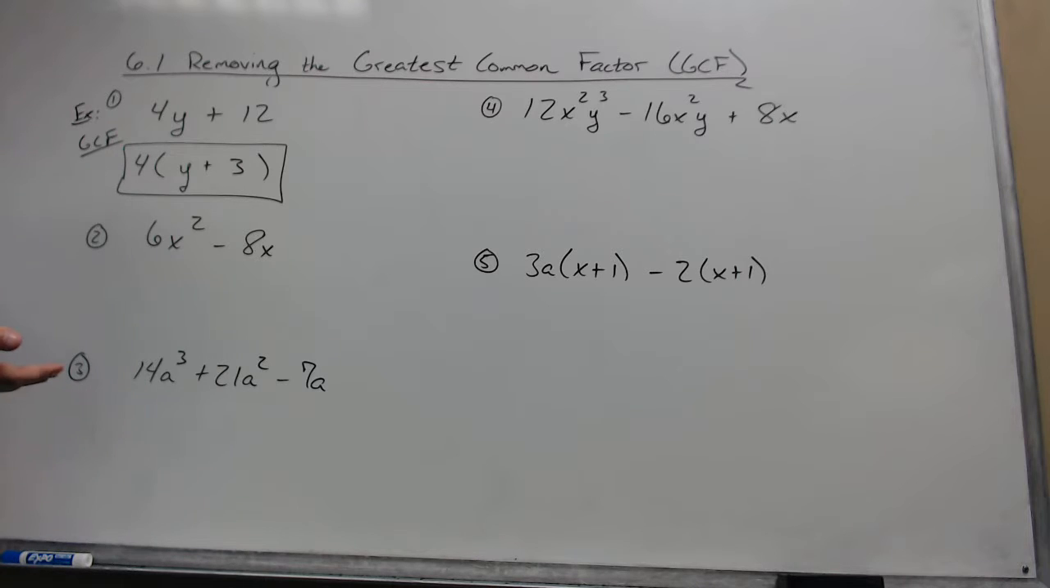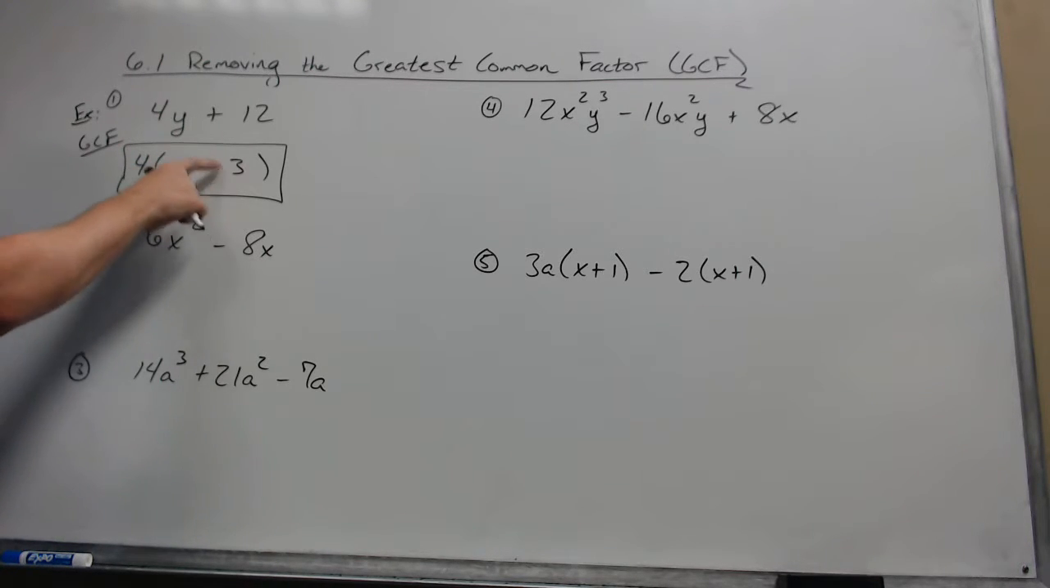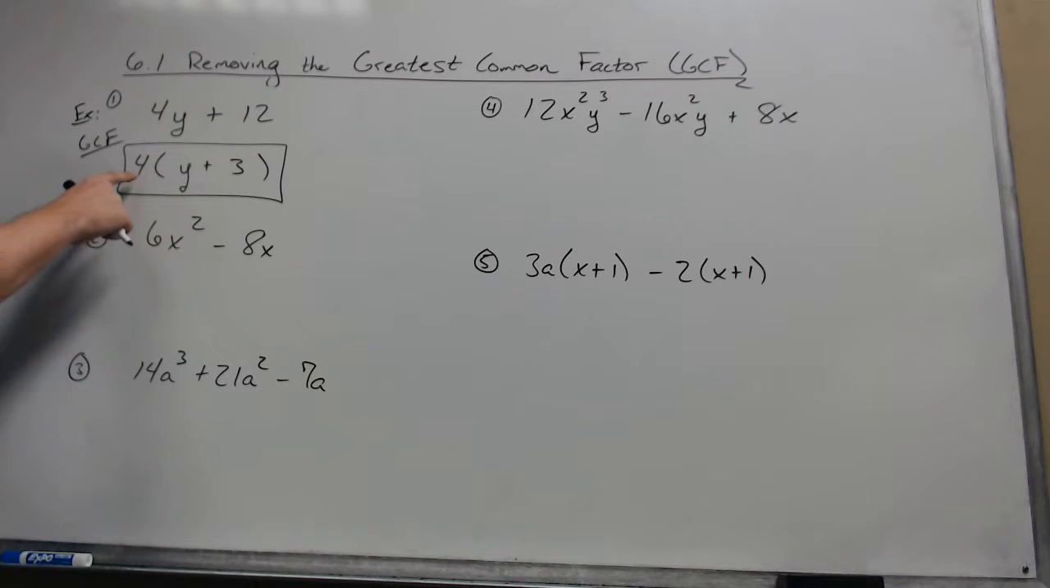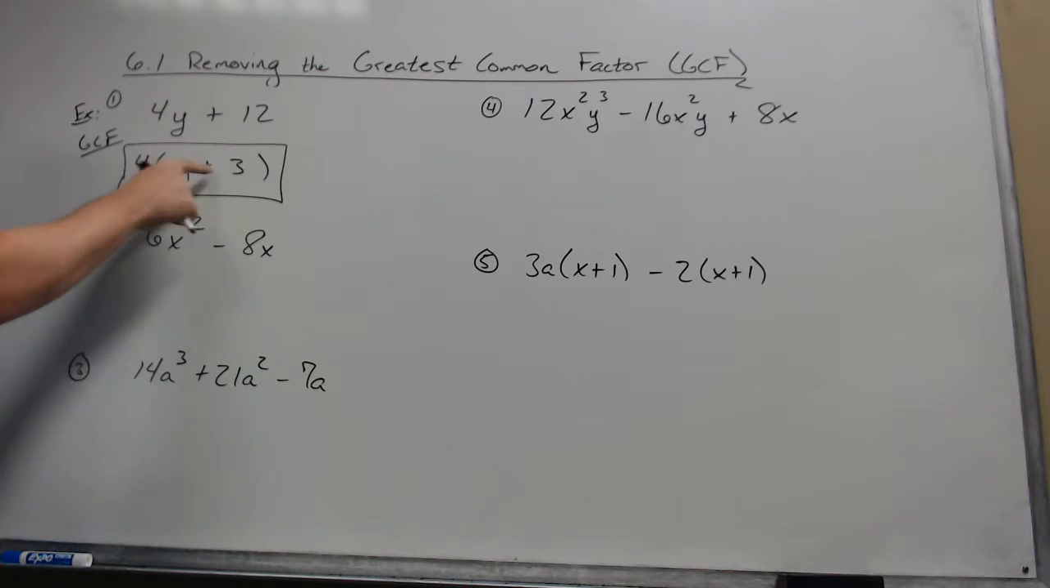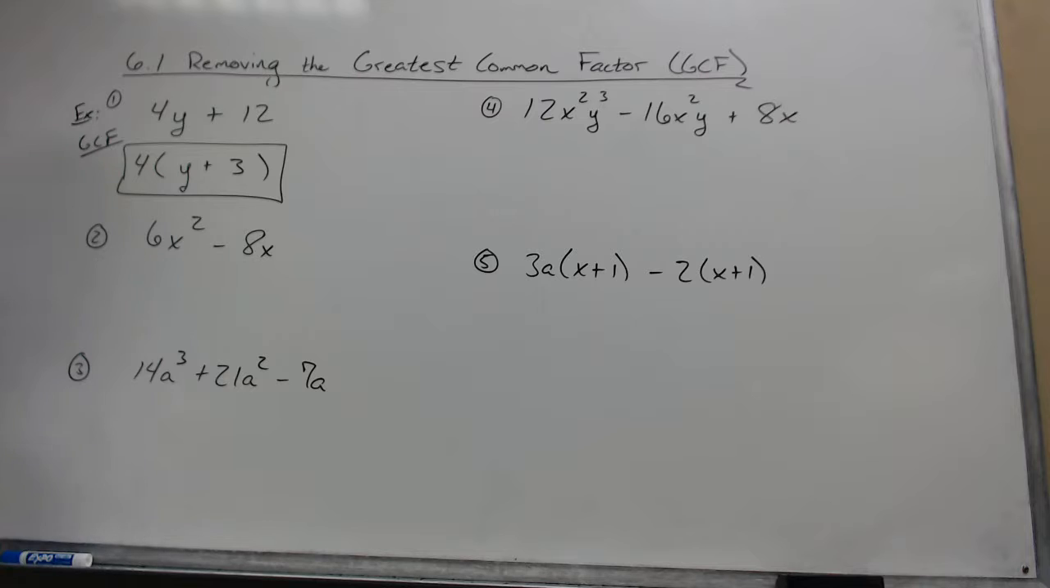And these are super easy to check to see if you've done them correctly, because you can just say, I'm going to distribute this 4 back in here, and hopefully you get back to where you started. 4 times y is 4y. 4 times 3 is 12. Now you know you did it correctly.